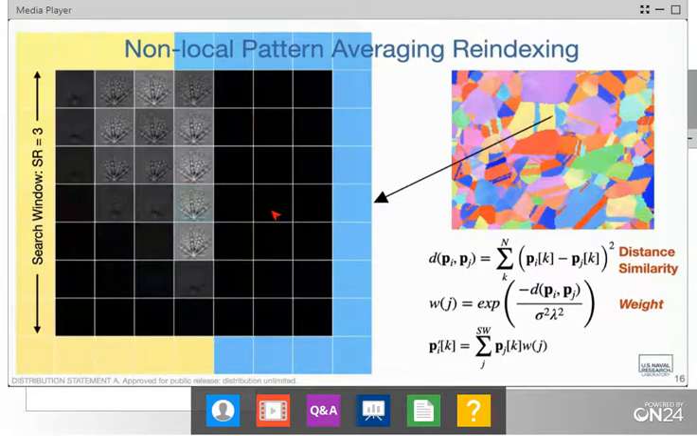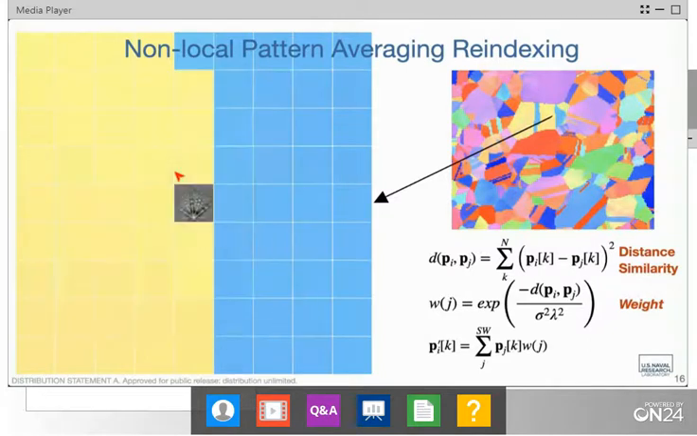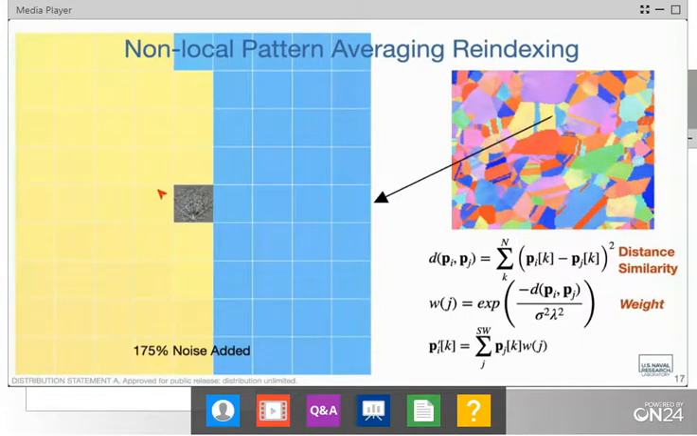Again, if we're just looking at these high-quality patterns, it's not much of a challenge. It certainly does a very good job. And in fact, you see that, again, we're highlighting only the patterns within the yellow grain. We're ignoring all the patterns within the blue grain. Now, if we, again, start adding some artificial noise, we'll see how well the algorithm performs.